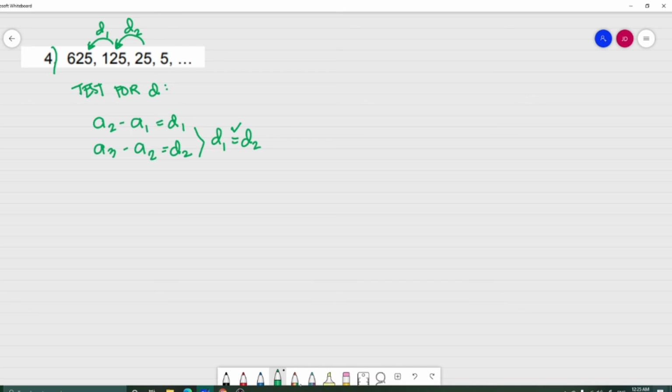Okay, atong i-check. So, you have 125 minus 625, negative 500. So, you have 25 minus 125. You get negative 100. Therefore, D1 is not equal to D2. Therefore, not an arithmetic sequence.